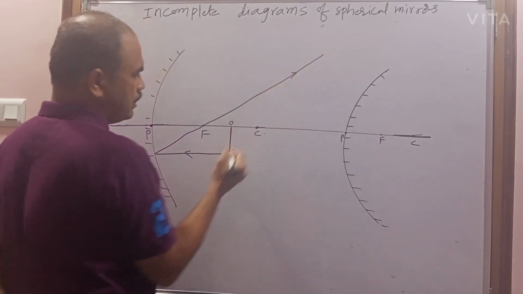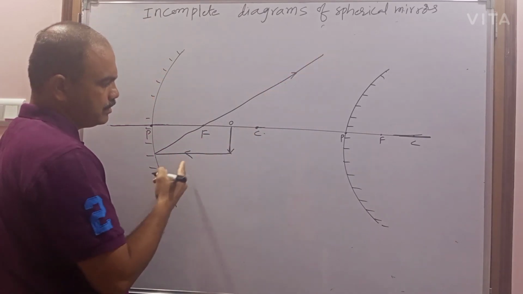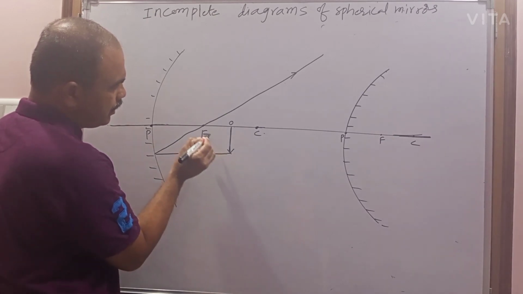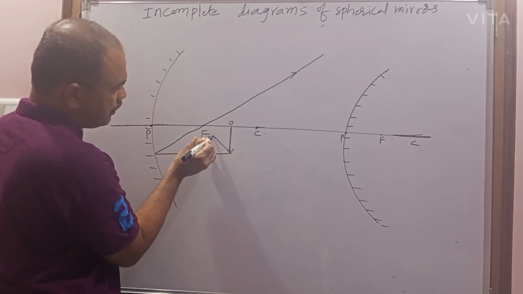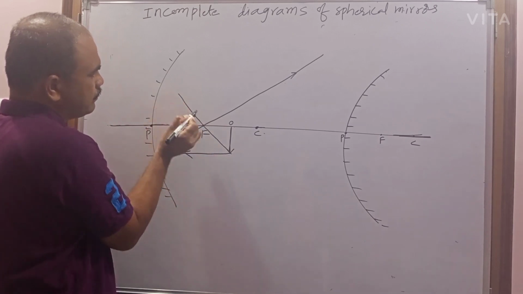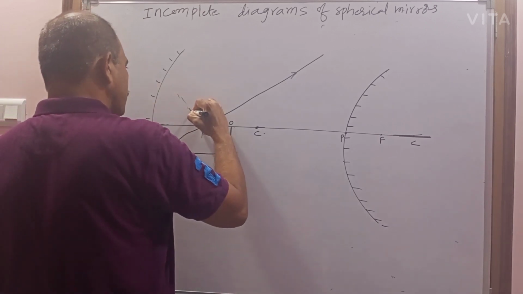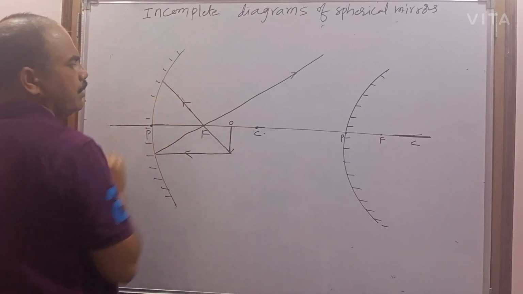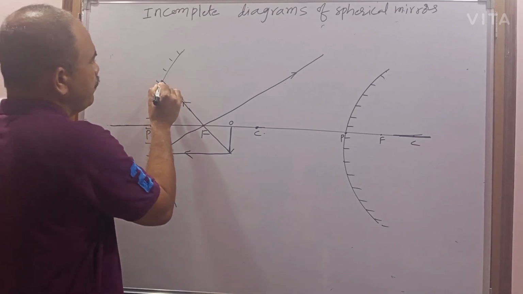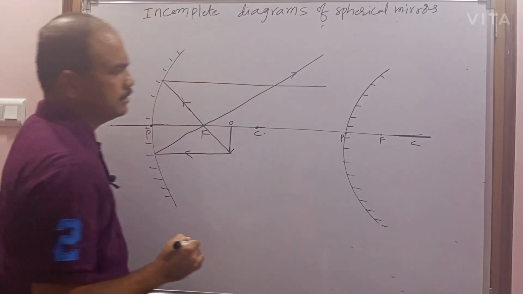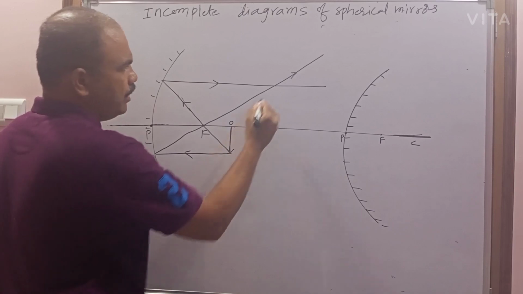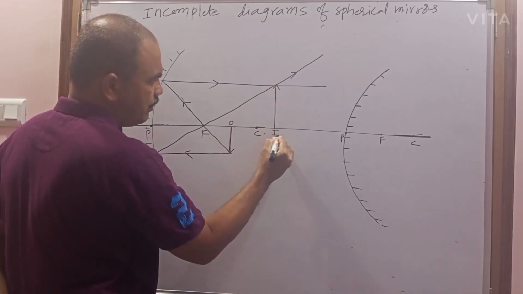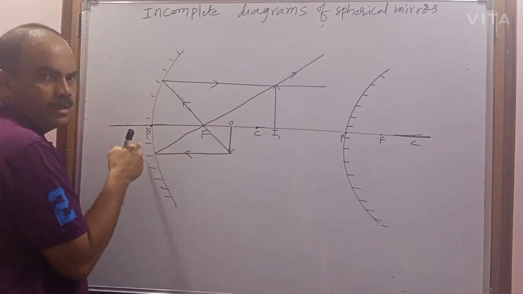This is the reflected ray corresponding to the incident ray parallel to the principal axis. After that, I am taking another incident ray from the top of the object, but this time it is traveling through the focus. After incidence on the concave mirror, it will be parallel to the principal axis. Now where is the image formed? This is the image. Let us consider this I1, the image formed by the concave mirror.